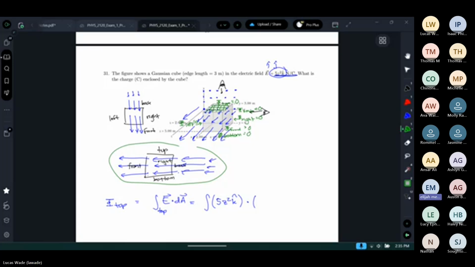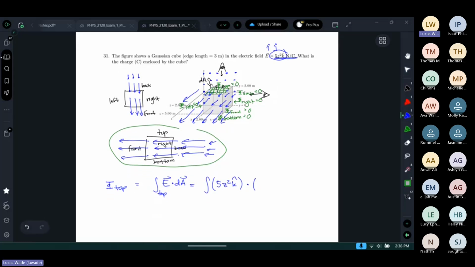Would that be dA j? Yes, because for any of them, remember the area vector is perpendicular to the patch. So it points out away from the cube. They all point in the j hat direction and have a magnitude or size dA.